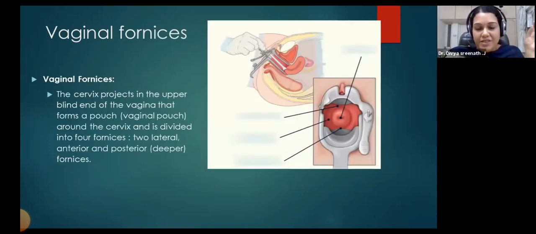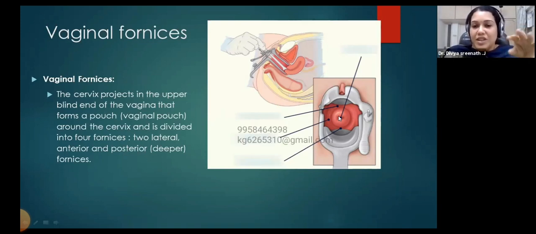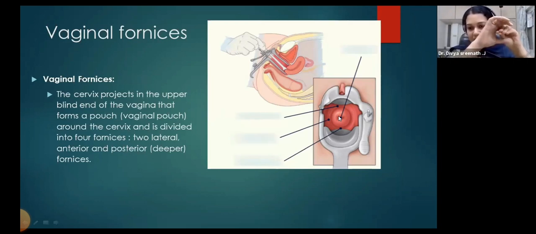Another thing is the vaginal fornices. Vaginal fornices means the area which is around the cervix. That is, the cervix has a vaginal portion also. Cervix is the lowermost portion of the uterus. The cervix has a supravaginal part, that is the part above the vaginal portion, and a vaginal portion also. That is almost 1.5 centimeters of the cervix is in the vagina. That is, this is the vagina, and the cervix is like this. So the area around the cervix in the vagina is known as fornices.